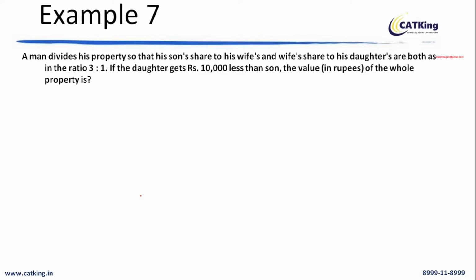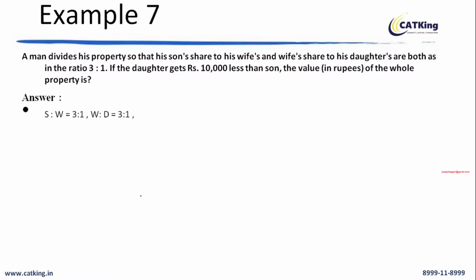Next question. Okay, this is a pretty good question. I want you guys to pay utmost attention towards this. Please take notes and make sure you understand this question very carefully. A man divides his property so that his son's share to his wife's share and his wife's share to his daughter's share are both in the ratio 3:1. If the daughter gets 10,000 less than the son, the value of the whole property is how much?